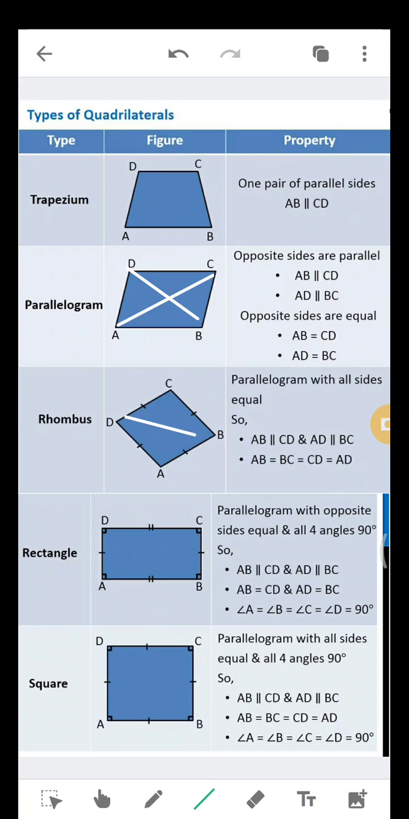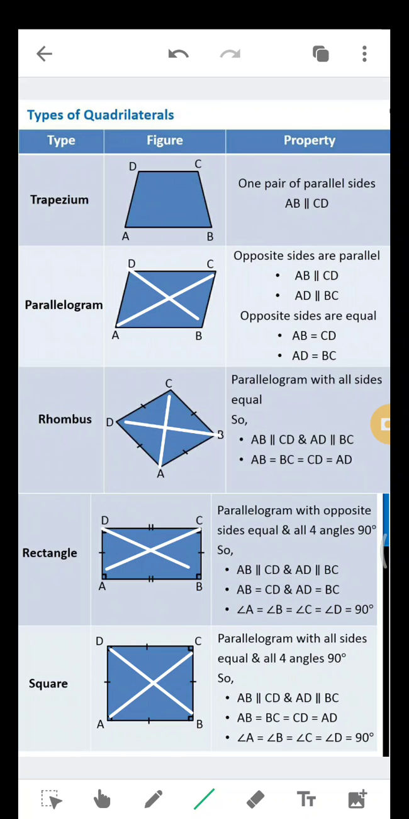In this rhombus also I can draw two diagonals. Here also diagonals are not equal and they bisect each other. In the rectangle also I can draw two diagonals, one AC, another BD. Here diagonals are equal and bisect each other. Bisect each other means they divide each other equally. And in a square also I can draw two diagonals. Here also diagonals are equal and bisect each other at 90 degree.